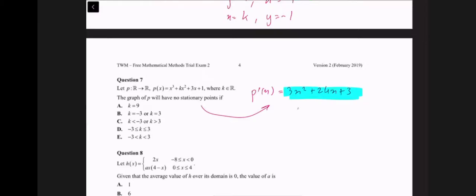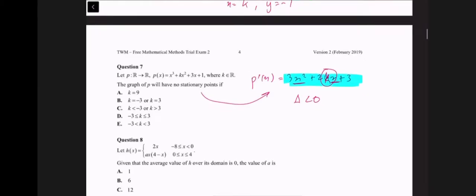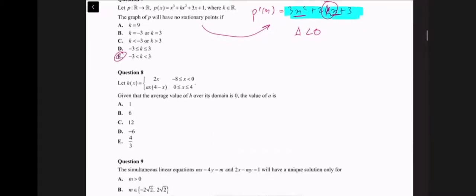So if it has no solutions, then the discriminant is less than 0, and then you could just put that into your CAS, make sure you write k as a variable, and solve for k. Or if you want to make it easier on yourself, you could just write k as x. But if you're doing that, make sure you don't get confused with the actual x. And then just CAS and done.